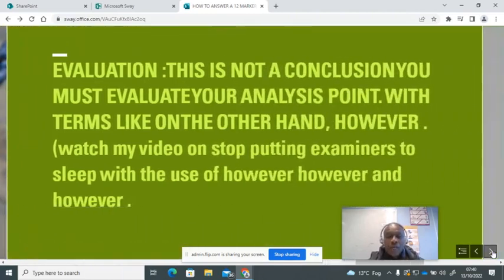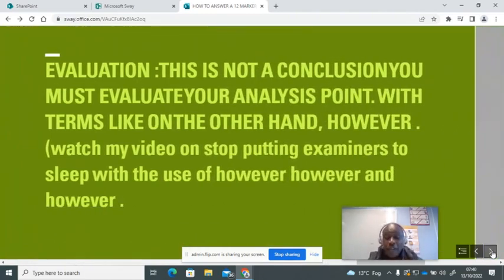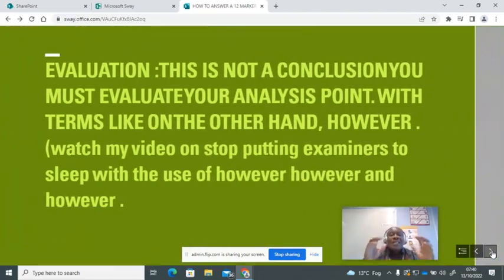The next one is evaluation. Evaluation is not a conclusion. Really, really important, guys. You must evaluate the analysis point. Okay. Again, use a clear paragraph. That's how I've done it, and that's how we've achieved very good grades, by making it easy for the examiner to read. Use things like "on the other hand", or "however", or different types of ways you can use evaluation.